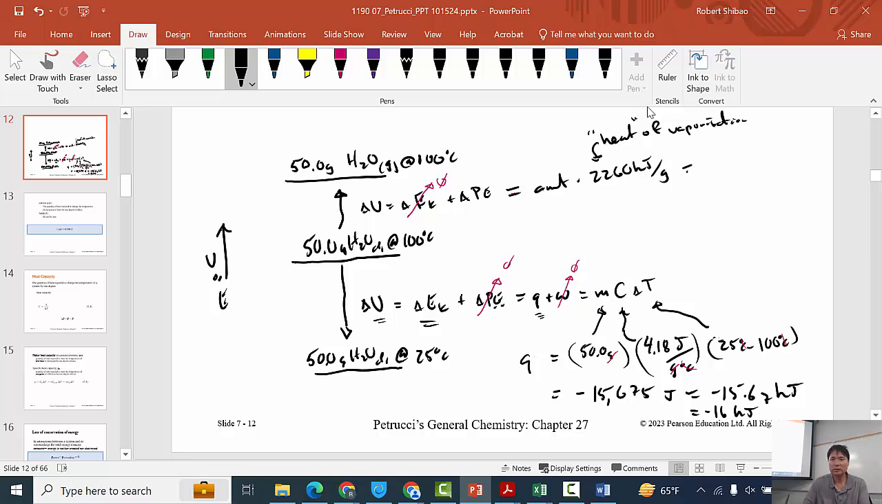This gives us 113,000 joules of energy, which means it's 113 kilojoules. I thought it wasn't. I'm sorry? I thought it wasn't. Oh, yeah, you're right, it's already in kilojoules. This is kilojoules here.